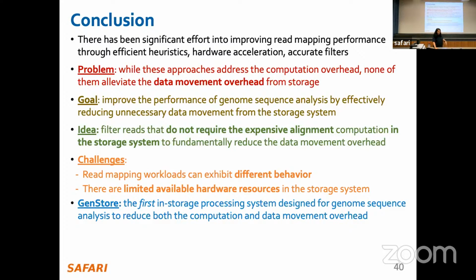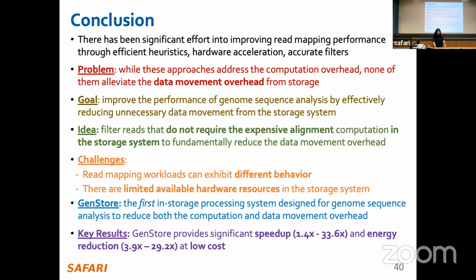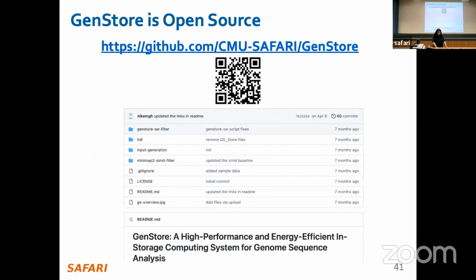By addressing these, we proposed GenStore, which is the first in-storage processing system designed for genome sequence analysis to reduce both computation and data movement overhead. We show that it provides significant performance and energy benefits compared to state-of-the-art hardware and software mappers. Basically, it augments those to provide even further performance improvement.